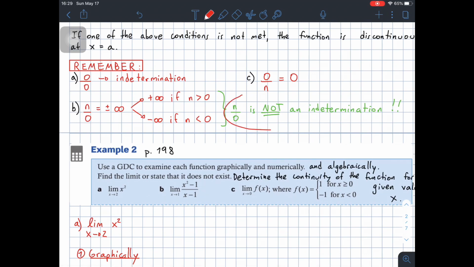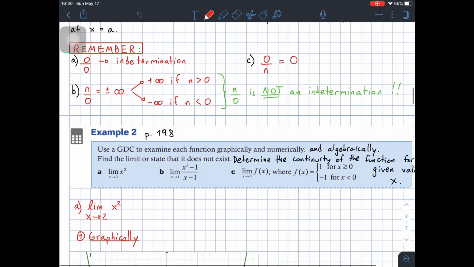This is very important for you to remember. N divided by 0 is not an indetermination as in this case. N divided by 0 is actually positive infinity or negative infinity. So it's kind of a number, it has a solution. If you plug this into a calculator, you will also get math error, but it's because the result is infinity, which is a mathematical concept and not actually a number.